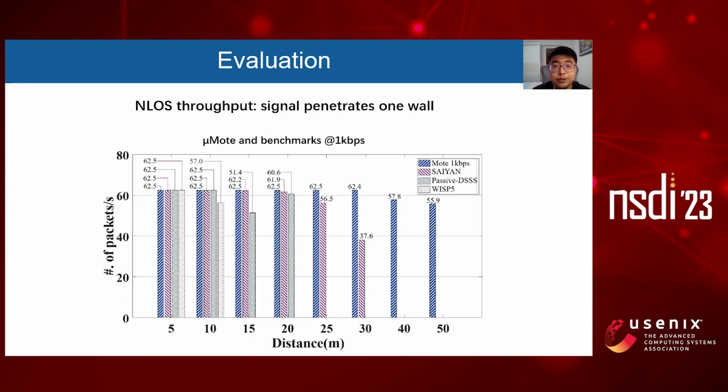We also evaluate the throughput of μMote and benchmarks at 1 kbps. WISP has the shortest range of 10 meters. At this range, the throughput is 57 packets per second. SINR and passive D-spreading achieve communication ranges of 20 meters and 30 meters, respectively, while μMote has a maximum range of 50 meters, and the throughput is 55.9 packets per second.